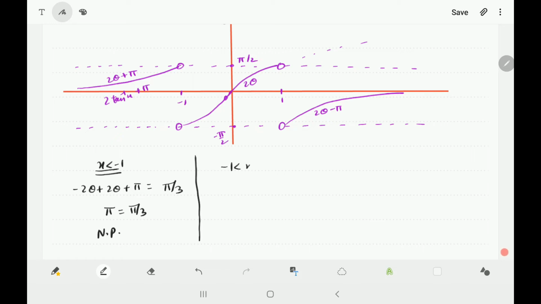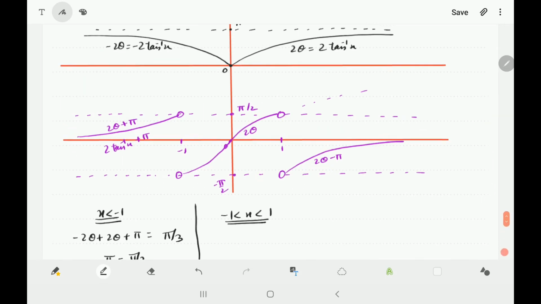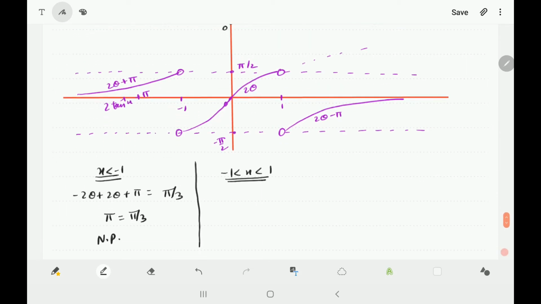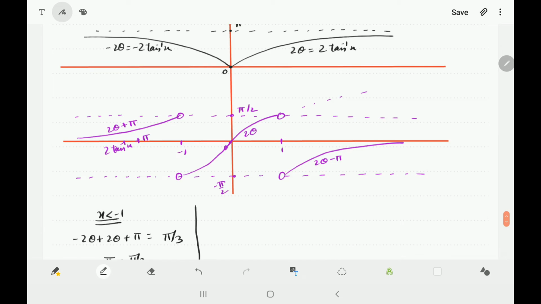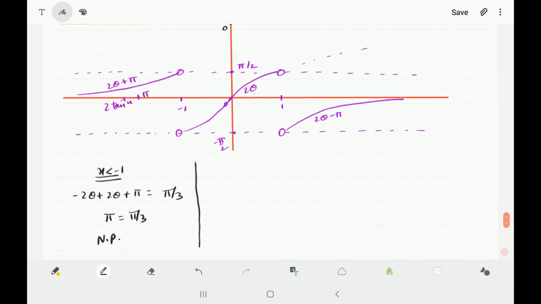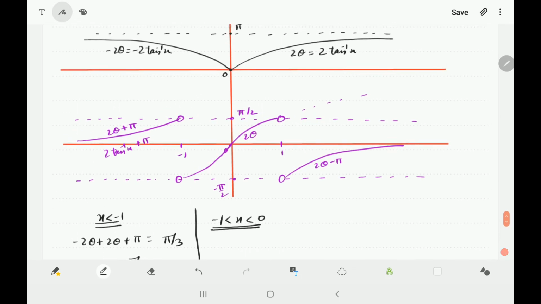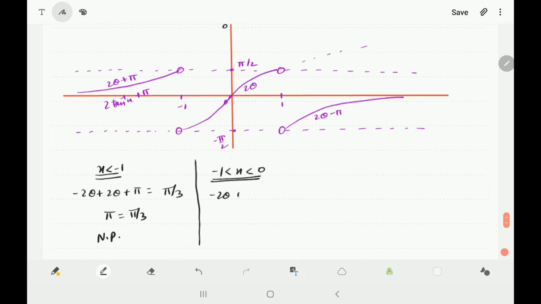So on the interval minus 1 to 1, we have to break at 0, because cos inverse is having, like before 0 it is minus 2 theta and ahead of 0 it is 2 theta. So for minus 1 to 0, for this interval our cos inverse is opening up in minus 2 theta and our tan inverse is opening up in 2 theta, which should be equal to pi by 3, and this is also not possible.